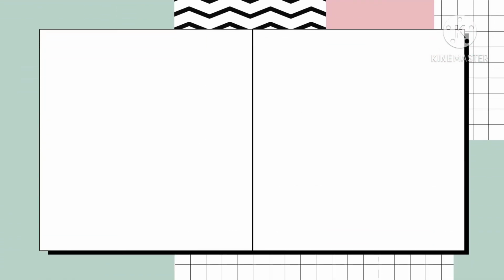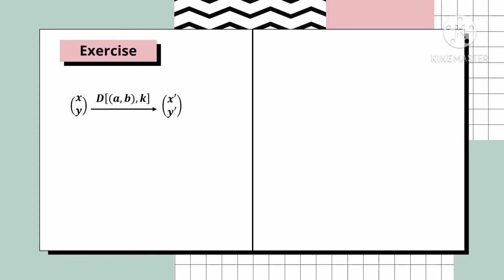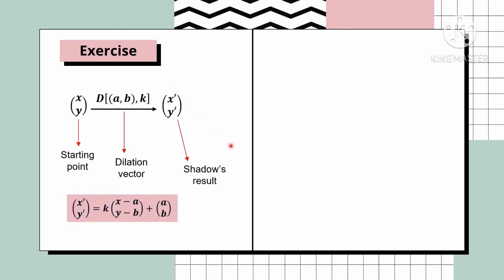And next, let's do the exercise. Same as before, this matrix is the starting point, the arrow over the dilation factor D with (a, b) as the center point of dilation, k is the scale factor, and this matrix is the shadow, the result from the dilation. As a reminder, I put the matrix form here. So now, let's take a look at the problem.